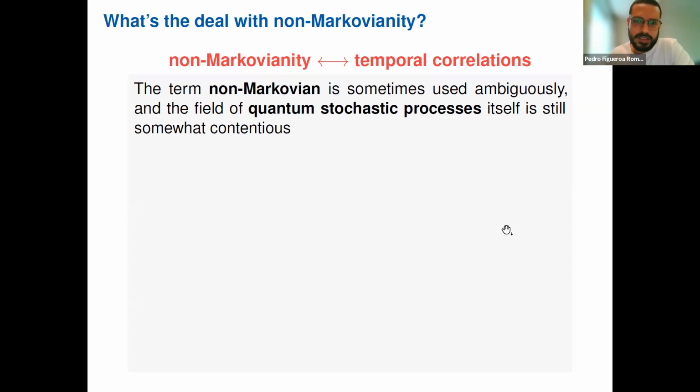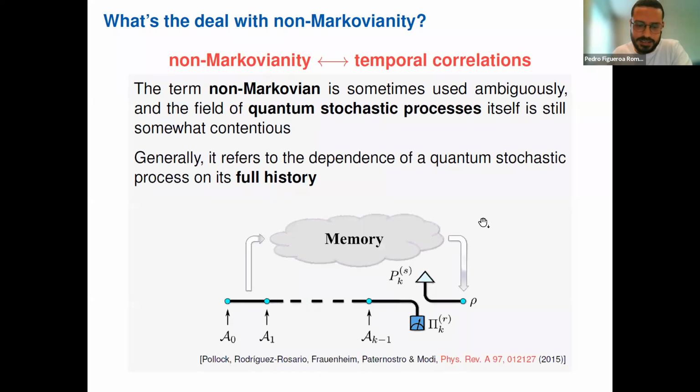Now, when I'm saying non-Markovianity, at least in quantum stochastic processes, the idea of non-Markovianity has been somewhat contentious, because when you start considering correlations, things become quite troublesome. It's not as easy as in the classical case. But generally, the main idea is the same as in the classical case. Okay, so it just means that you would have some memory about what happened, so some kind of dependence in the past.